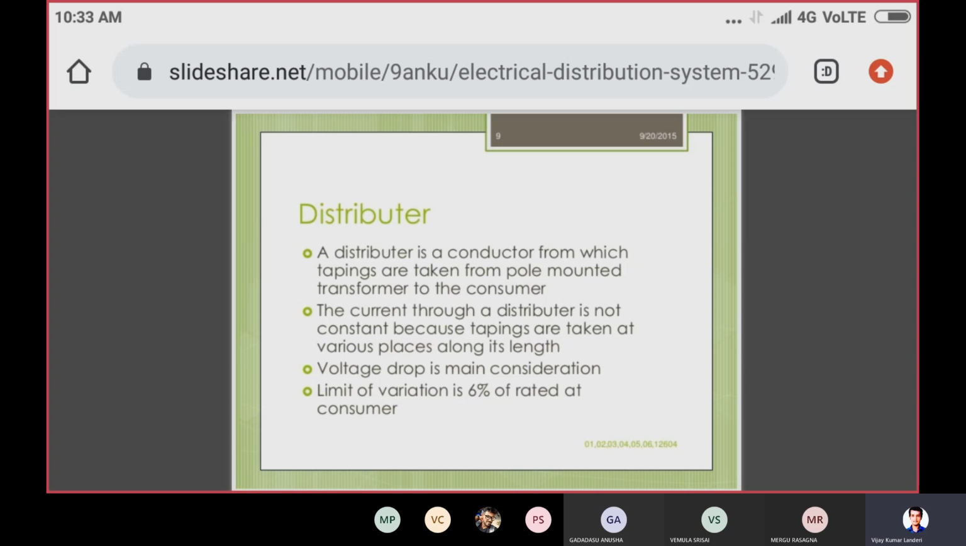That means while designing the distributor, we look at the voltage drop, whereas in feeder designing, we look at the current carrying capacity. For the distributor, voltage drop is the main consideration. The limit of variation is 6% of the rated consumer voltage. So whatever variation there is, it is only 6%.